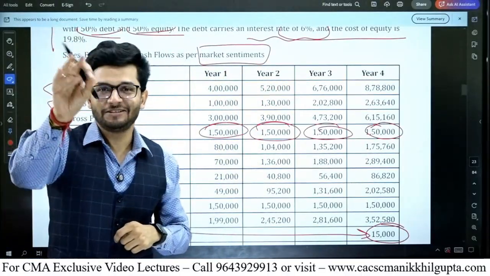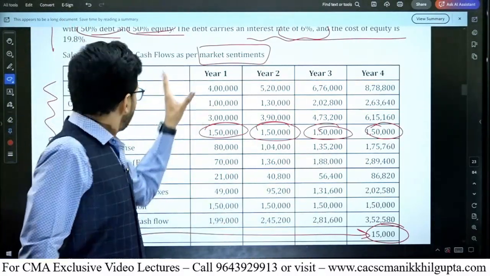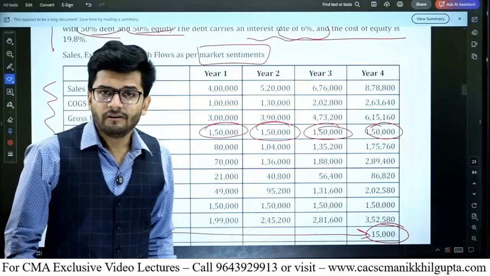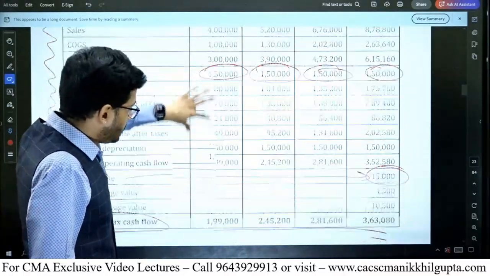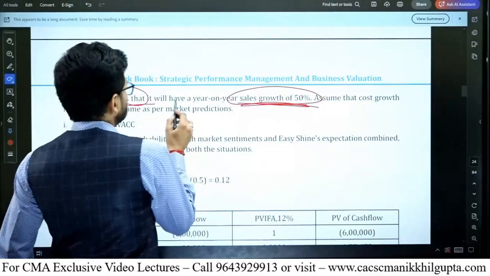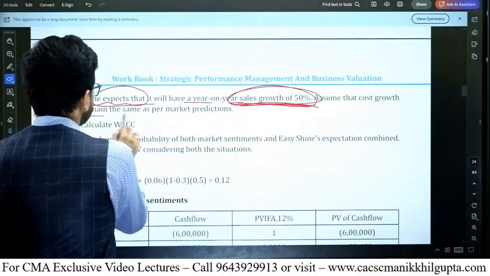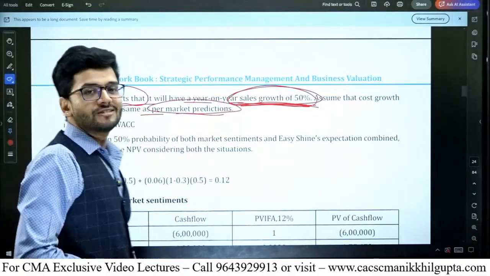Now there is a duality, calculation duality in the question. These are as per the market sentiments. According to market sentiments, these are the next 4 years prediction. However, the expectation of the management is different. Expectation of management is that we'll have year-on-year sale growth of 50%, and cost will remain same as per the market predictions.